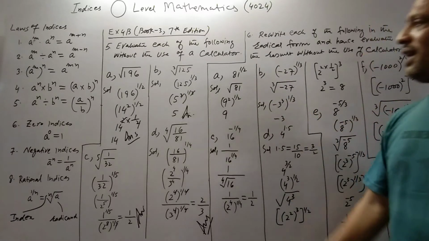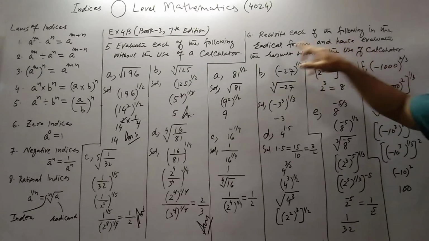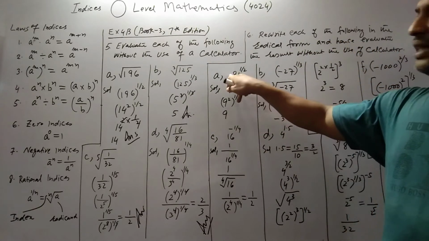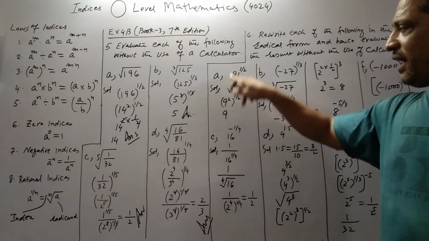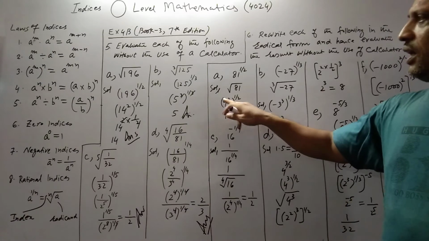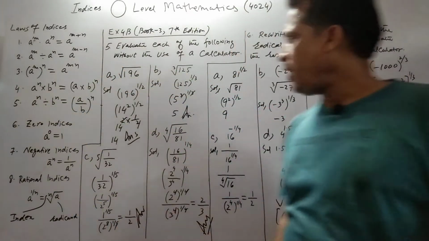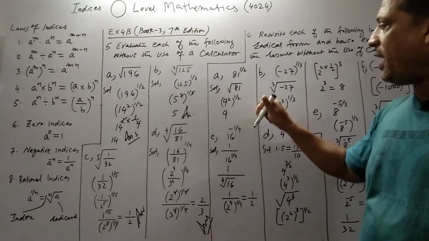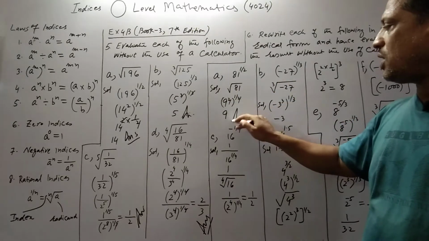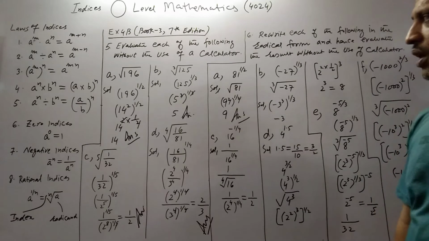The second requirement is, and hence evaluate the result. How to evaluate the result? This is 81. We can write 81 as 9 square, because 9 9s are 81, and apply law number 3. Power to the power is multiply. So 2 cancelled by this 2. 9 to the power 1 is 9. So this is our answer.